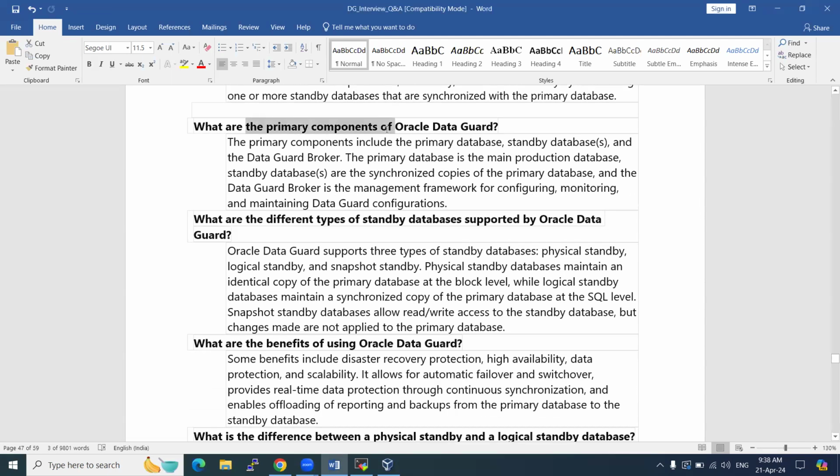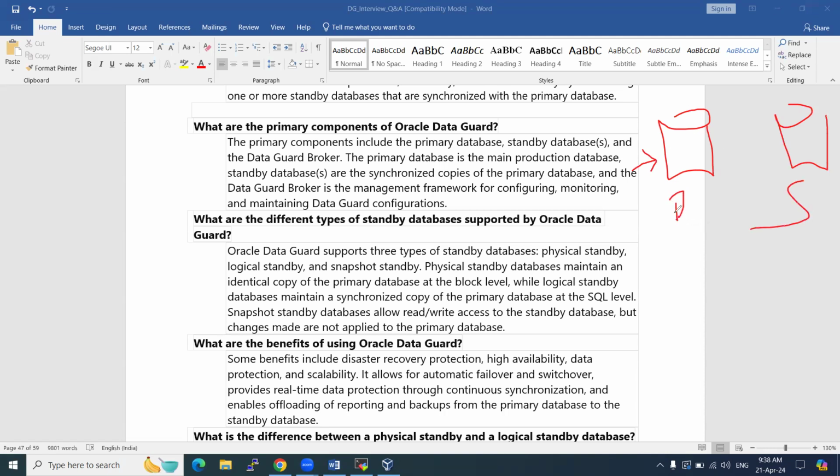Now, what are the primary components of Oracle Data Guard? As I said, we have primary and we have standby. If you want to enable Data Guard on the primary site, what are all the parameters we need to enable? That is the question here. On the primary and standby databases, these are the primary components of Oracle Data Guard. If you want to enable Data Guard between the primary and standby sides, we require one primary server and one standby server, and we need to enable Data Guard.